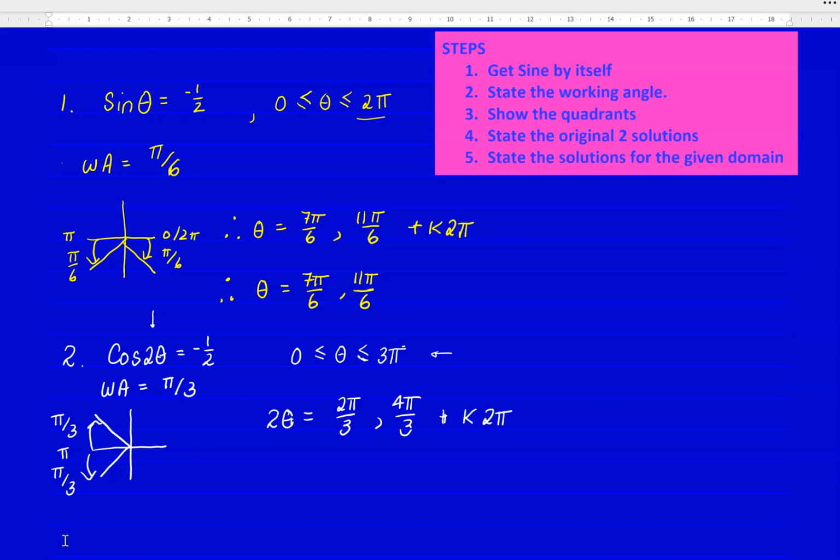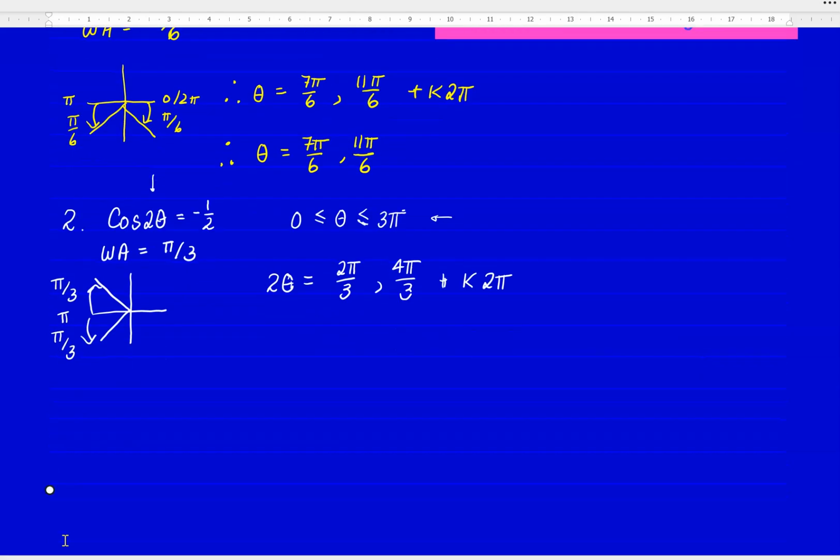But this is where things change a little bit. To get rid of my times 2 here, we're going to divide by 2. So we end up with theta equals, now 2 pi on 3 divided by 2 becomes 2 pi on 6. And this will now become 4 pi on 6. And you must divide this also by 2. So we now have plus k pi.